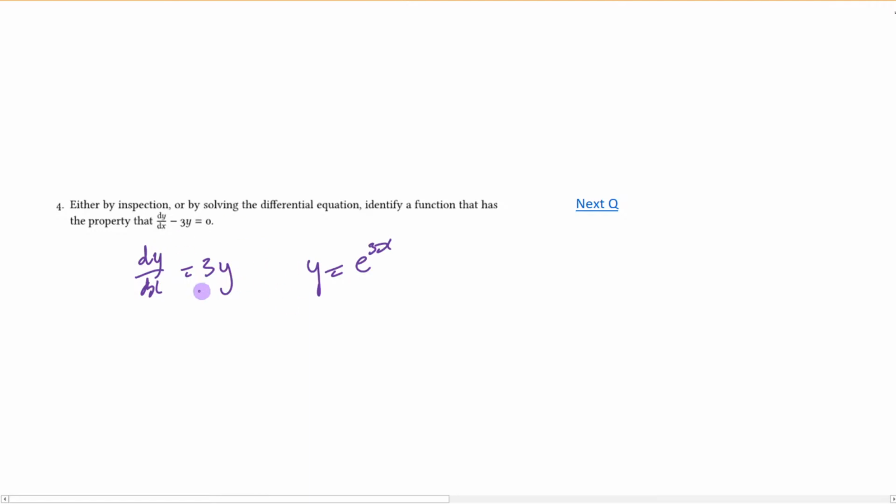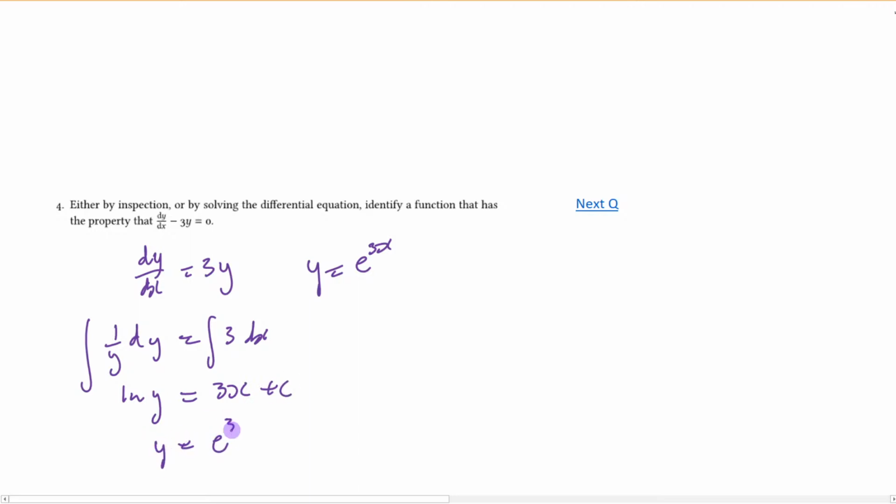Now if we were to solve it generally, what you do from your single maths stuff is the integral of 1 over y dy is equal to the integral of 3 dx, dividing by y and integrating both sides with respect to x. And this will leave us natural log of y is equal to 3x plus c. So y is equal to e to the 3x plus c.